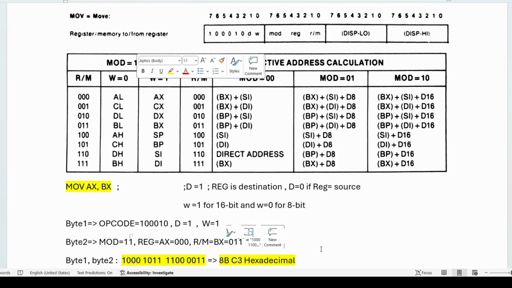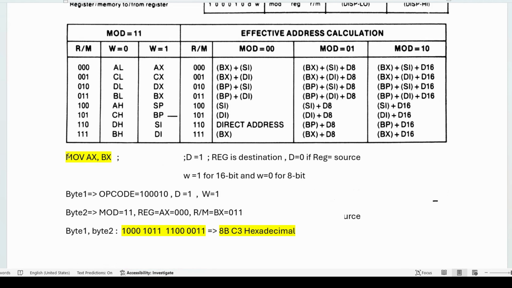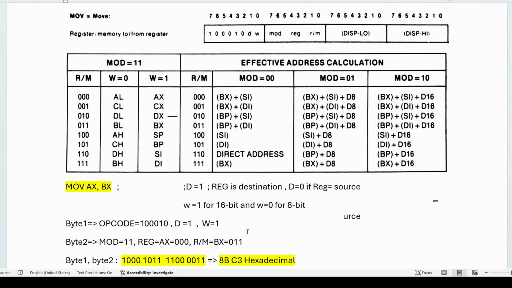I hope you have understood what we have done today. We started the rules for assembly to machine code conversion, and we tried to convert an assembly instruction into its binary or hexadecimal equivalent. I hope you have understood this procedure.